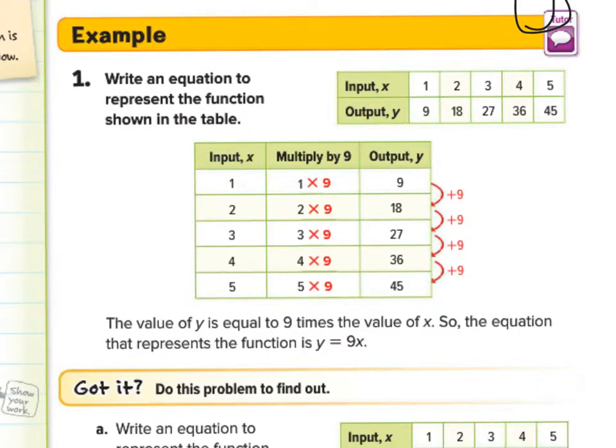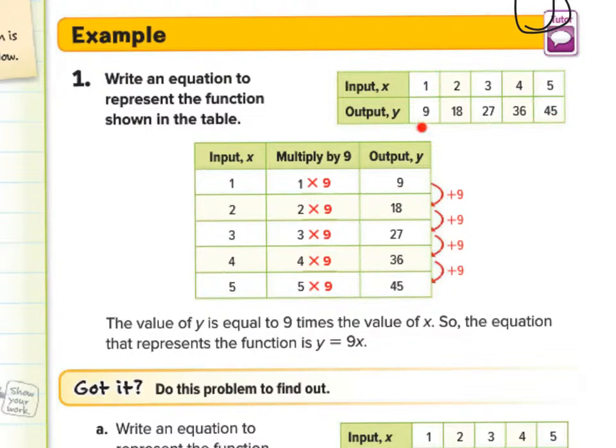And we can see that in this example. When x is 1, y will be 9. When x is 2, y will be 18. When x is 3, y will be 27. So we see here that we increase each time simply by 1, and down here we're increasing each time by 9.